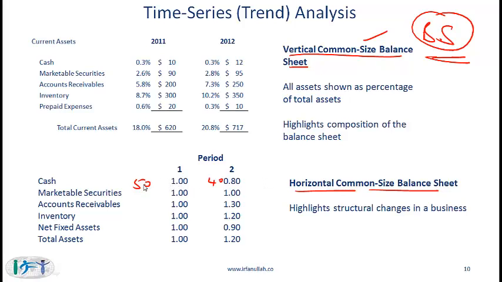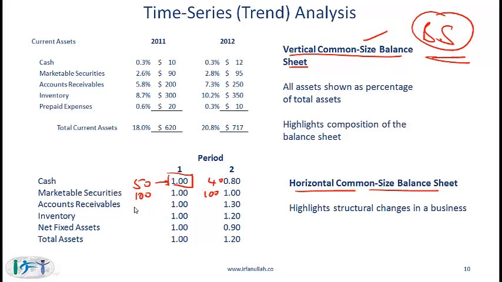So if cash went from 50 to 40, the 50 is represented as 1. So every item in the base period is shown as a 1, and then subsequently the item is shown relative to the base period. So if cash went from 50 to 40, that means it went from 1 in the base period down to 0.8. If marketable securities were 100 million at the end of base period 1, then at the end of period 2, if the marketable securities remain the same, then we will see 1 and 1.